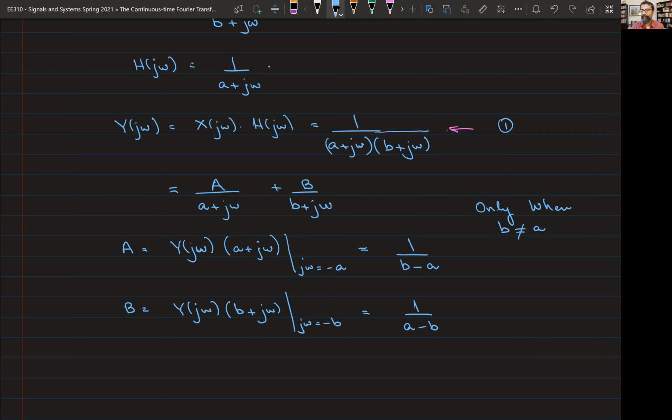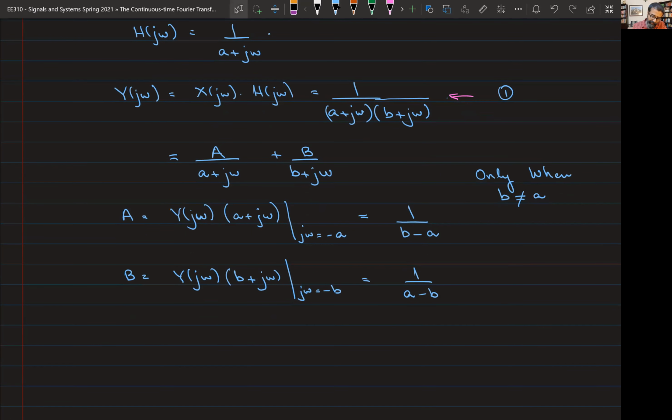When a is equal to b, you have 1 upon a plus j omega whole squared, and you can't do a partial fraction expansion on that. You do something else. All right. So then Y of j omega is therefore equal to 1 upon b minus a times 1 upon a plus j omega minus 1 upon b plus j omega.